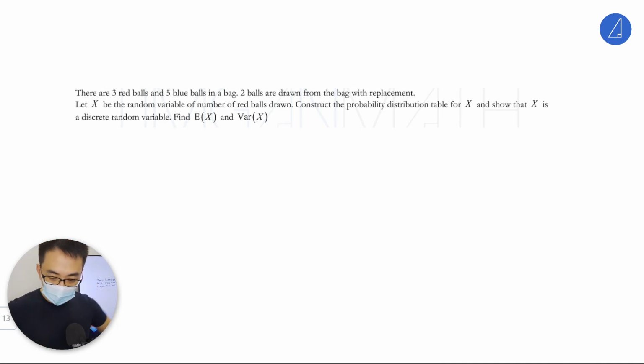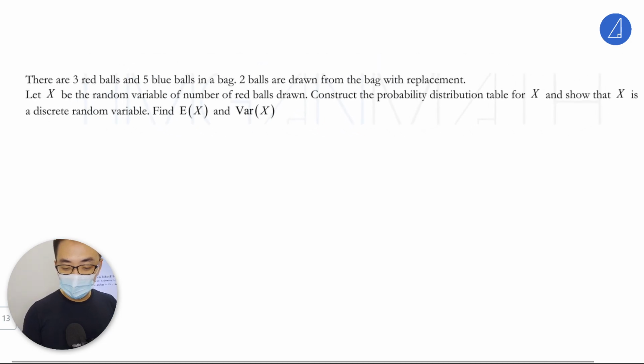Now, so discrete random variable, I think you guys already learned in school. Later on, I'll explain to you what is the concept of mean and variance. But now let's look at how do we actually do this part here.